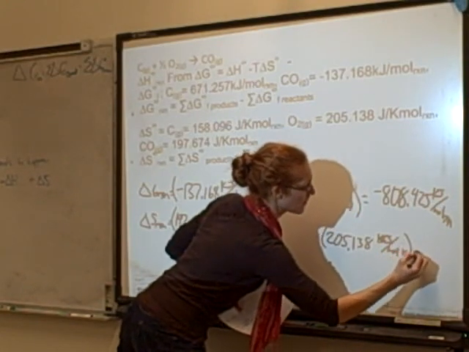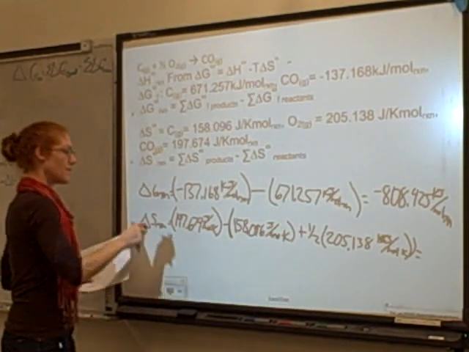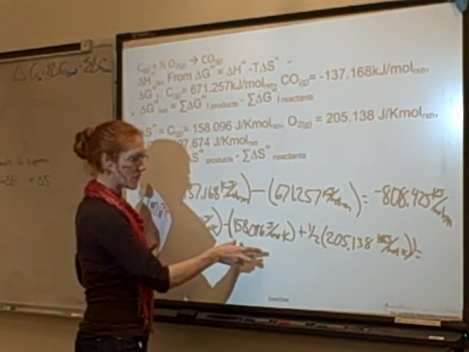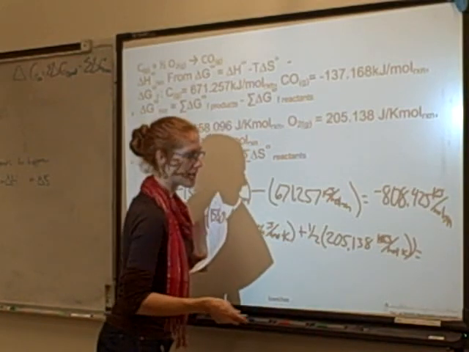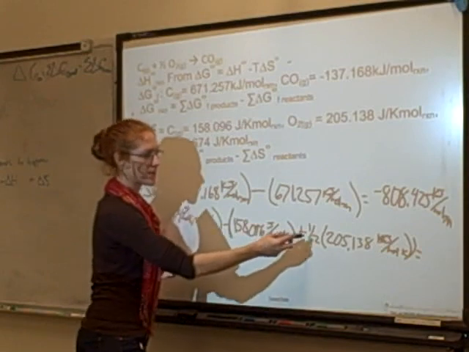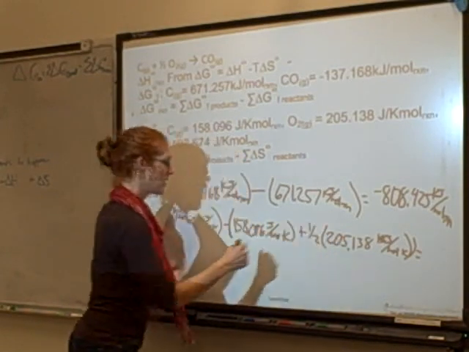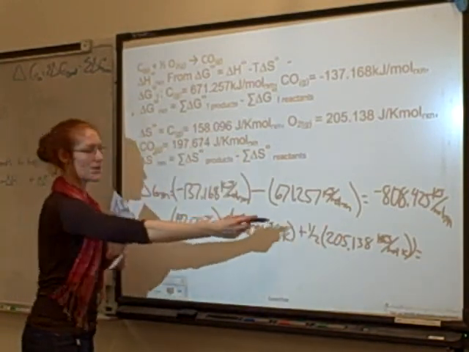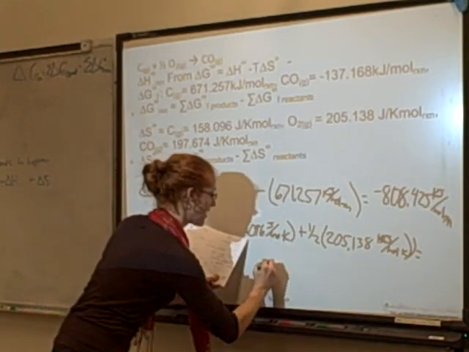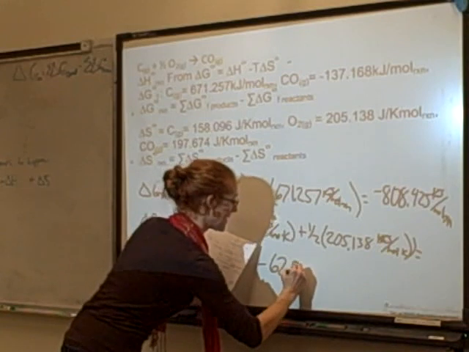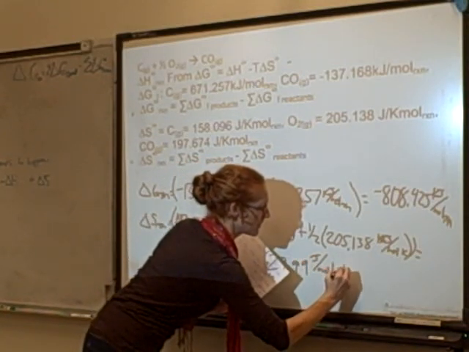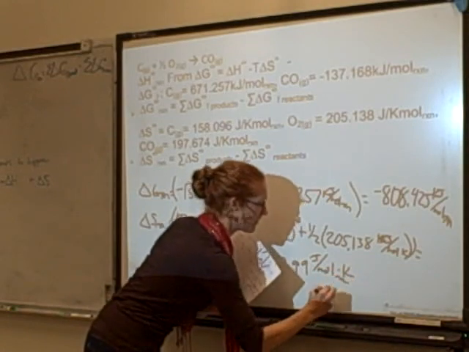Okie doke. So now I have 197.674 minus the 158.096 plus half of 0.1588. So be sure that you add 158 plus half of the 205 first, and then go 197 minus whatever you got for this total. And you should get, your entropy is a negative 62.99 joules per mole Kelvin.